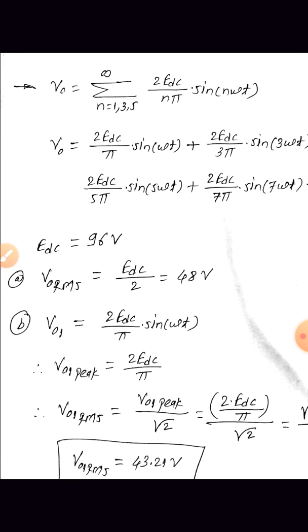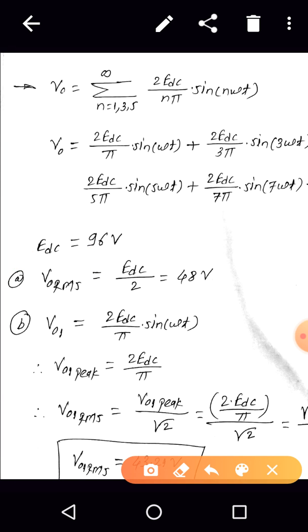Next, it is given that EDC is equal to 96 volt. For the first part, they have asked for the RMS value of the output voltage, that is V0 RMS. We already derived the expression for V0 RMS. It is equal to EDC by 2, so it is 96 by 2, that is 48 volt.